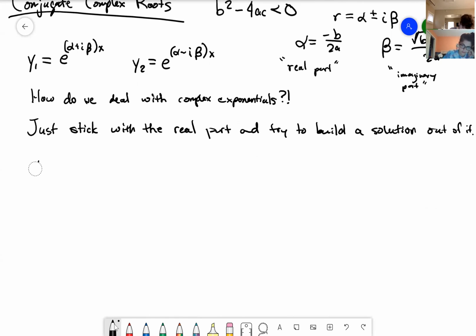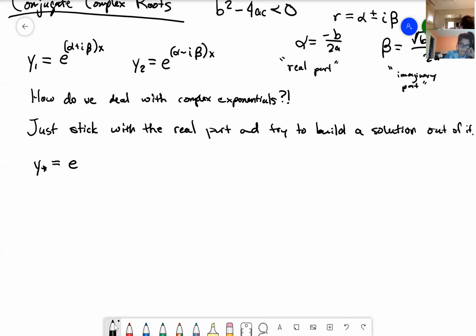Let's see, how do I want to write this? I'm going to write it as y star. Kind of a similar idea. We're starting off with a simpler solution. It's not a solution, it's a solution to something else, and we're going to try to build our general solution out of a simpler solution.